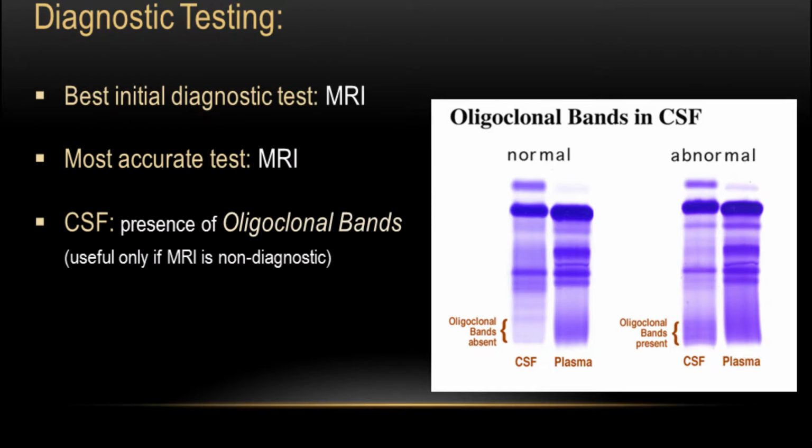The best initial diagnostic test is going to be MRI, which is also the most accurate test. Do we need to do CSF analysis for the oligoclonal bands? Only if the MRI is not so conclusive, then you can do CSF analysis, and we search for these oligoclonal bands as you can see in the diagram. Other than that, MRI is the best initial test and the most accurate test as well.